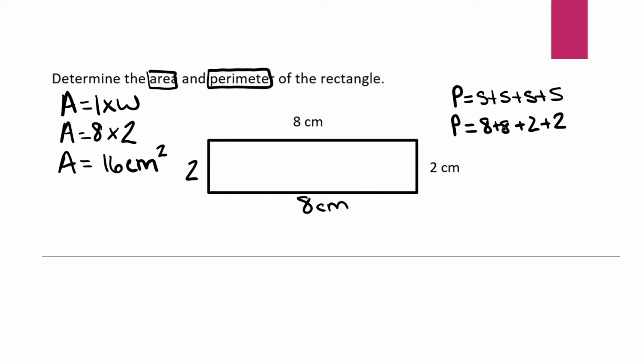Now we'll use parentheses so that we know which number should be added together first. 8 and 8 should be together, and 2 plus 2 should be together. Lengths and widths. 8 plus 8 is 16. 2 plus 2 is 4. I'm going to make sure that I'm putting my answer directly underneath the parentheses so I know they go together. Finally, 16 plus 4 is 20, and I'll put my label in. So now I've found the area and perimeter of the rectangle.